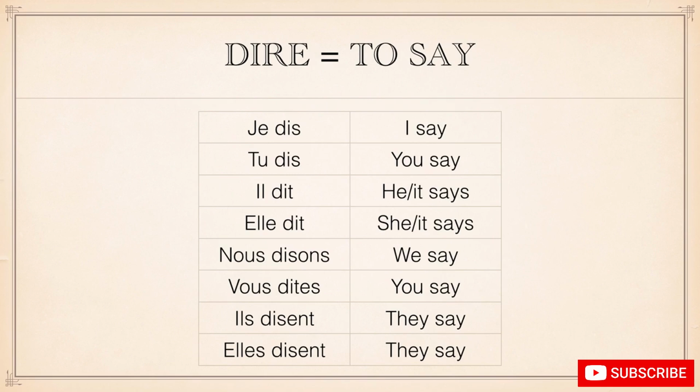So je dis, tu dis, il dit, elle dit, nous disons, vous dites, ils disent, elles disent. You'll notice the first four, je, tu, il, elle, all have the same pronunciation. You'll notice that this is quite common for a lot of French verbs. With I think a good portion of French verbs, the first four pronunciations will be the same.